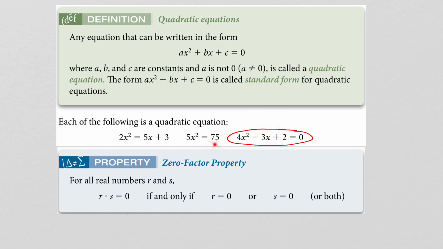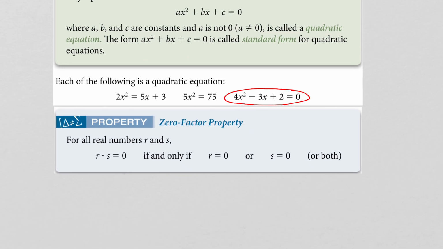These equations are not in standard form, but you could easily put them in standard form by simply setting it equal to 0, right? So in this problem here, we could subtract 5x and subtract 3 from both sides, and then we would have it in standard form. And likewise here, we could subtract 75 from both sides, and then we would have it in standard form.